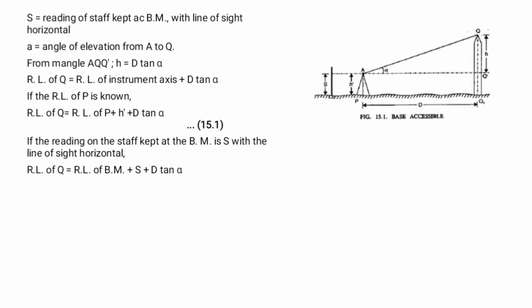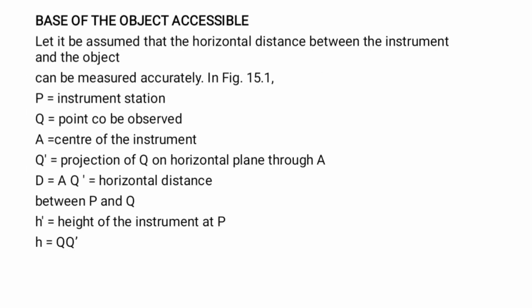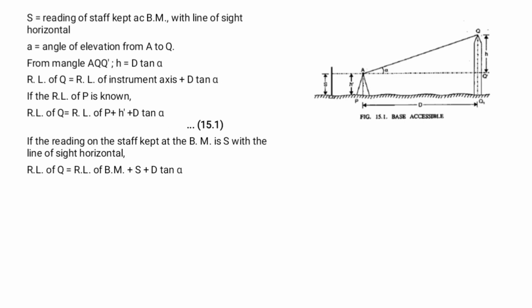Base of the object is accessible. Here is the diagram. The base of the object is accessible. Let us assume the horizontal distance between the instrument and the object is D. P is the instrument station, Q is the point to be observed, A is the center of the instrument, Q dash is the projection of Q on the horizontal plane through A, D is equal to A Q dash, the horizontal distance between P and Q, h dash is the height of the instrument at P. Finally, the reduced level of Q is equal to the reduced level of benchmark plus S plus D tan alpha.